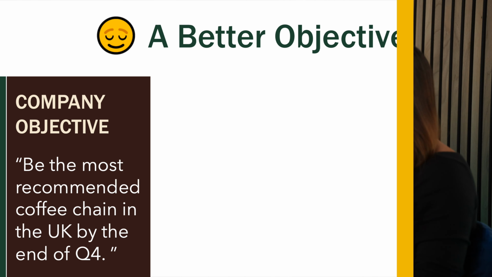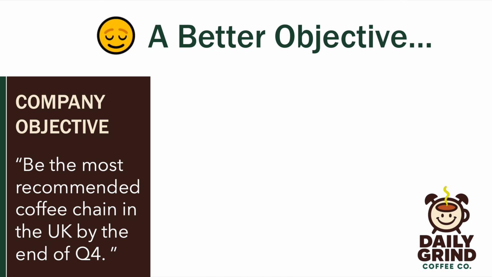So let's look by contrast at a hopefully better written one. Be the most recommended coffee chain in the UK by the end of Q4. Is that any better? Much better. Why? What makes it better? It's clear. I understand when I've got to do it by. I understand exactly what we're trying to achieve.